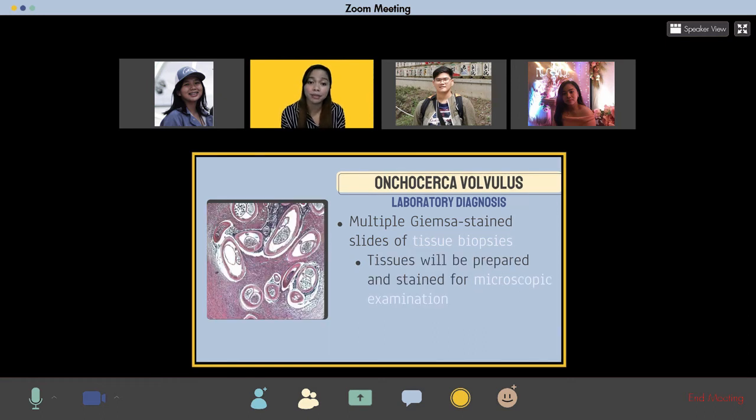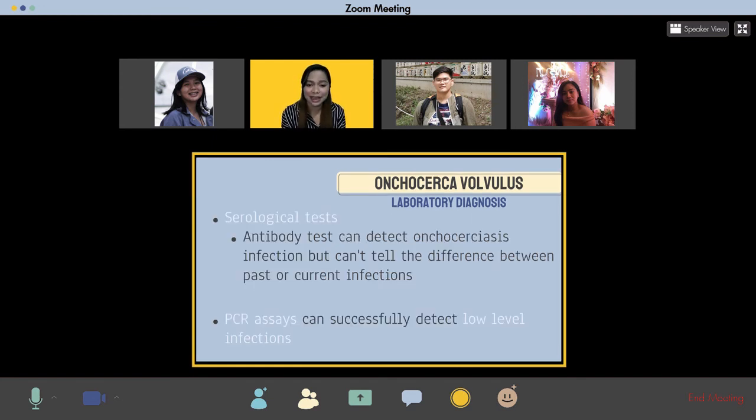Tissues will be prepared and stained for microscopic examination, and this makes it much easier to spot the parasite through a microscope. But the biggest downside to this method is that it doesn't always catch the disease in people who have a light infection. Next is the serological test. Antibody tests can detect onchocerciasis infection but can't tell the difference between past or current infection. For that reason, they aren't all that helpful in places where the parasite is common, though they can help diagnose the disease in people who have visited such areas. Also, this test is fairly rare outside of research settings.